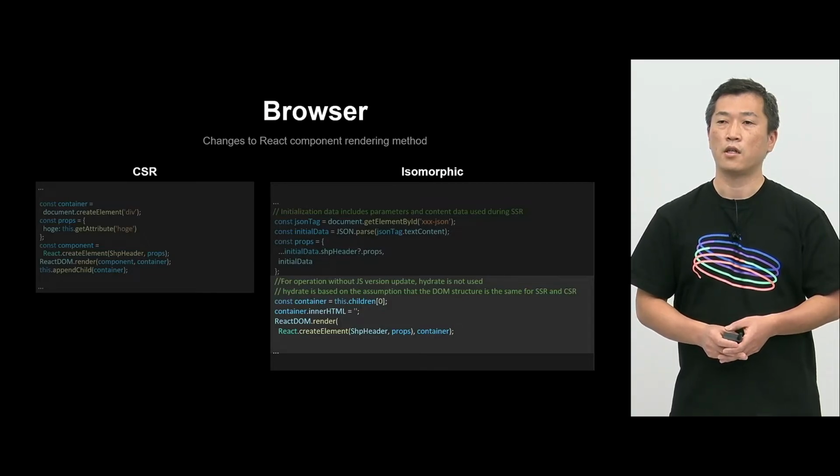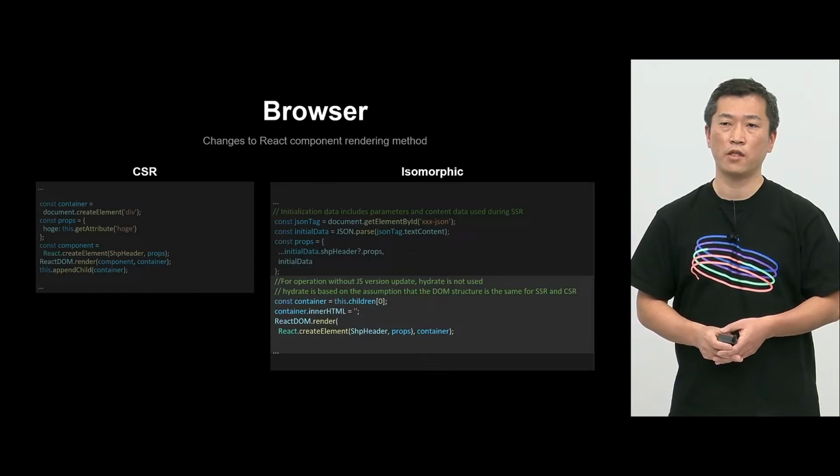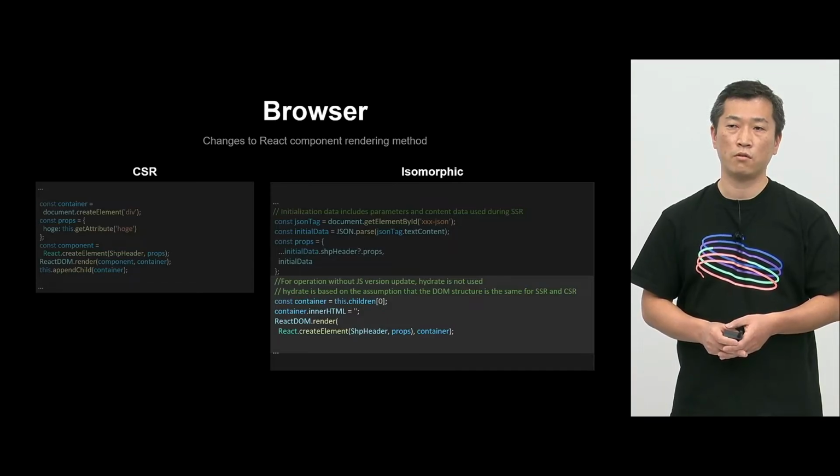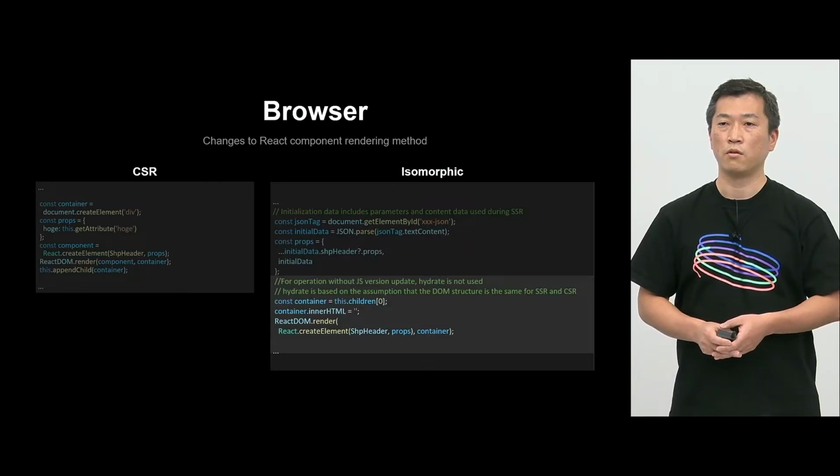Now, when it comes to the details of React, I talked about the isomorphic. You might be thinking of using React hydrate, but here we used createElement. This is related to overriding without updating the .js version in order to eliminate the front-end work. So what do I mean by this?